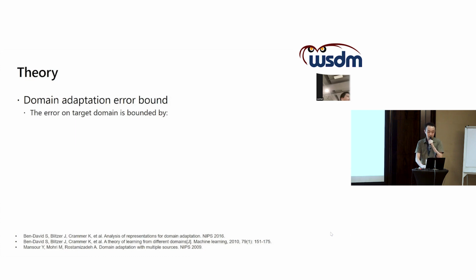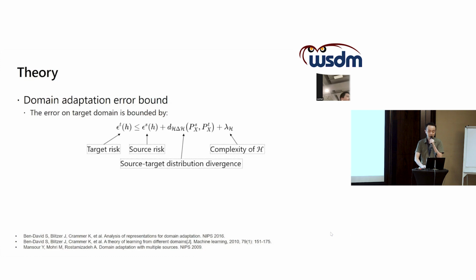Besides that, I want to talk about domain adaptation, which is very similar to domain generalization, but in domain adaptation we assume that the target domain is actually available. For domain adaptation, we have a very elegant theory, where the target risk is bounded by three different terms: the source risk, which means the errors on the source domain, the source-target distribution divergence, and a constant.